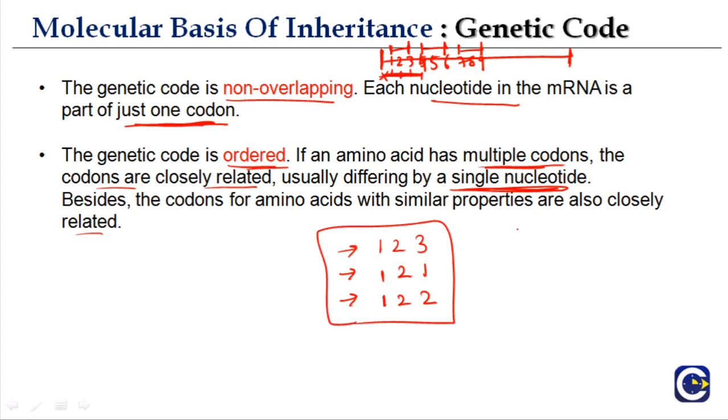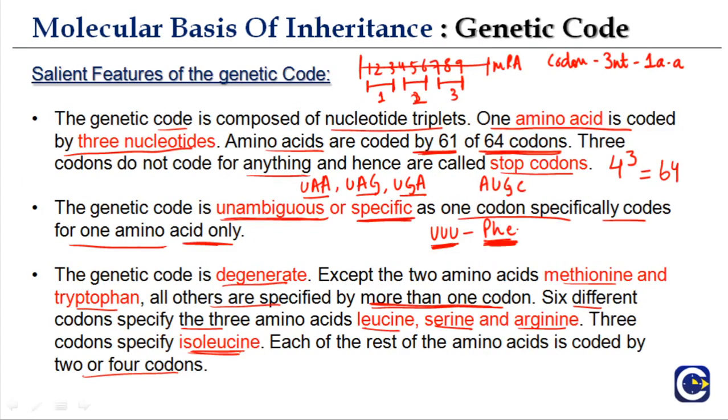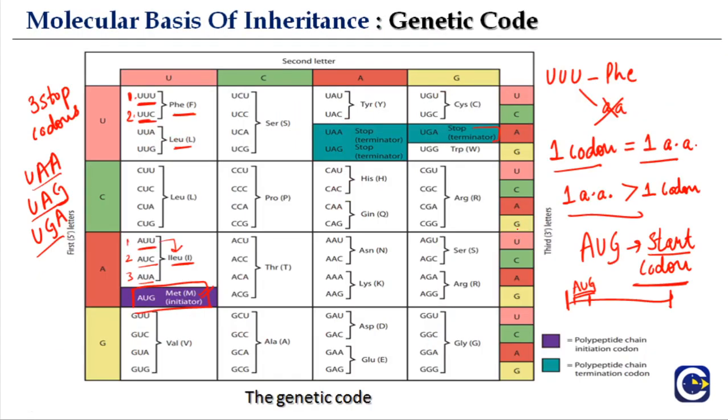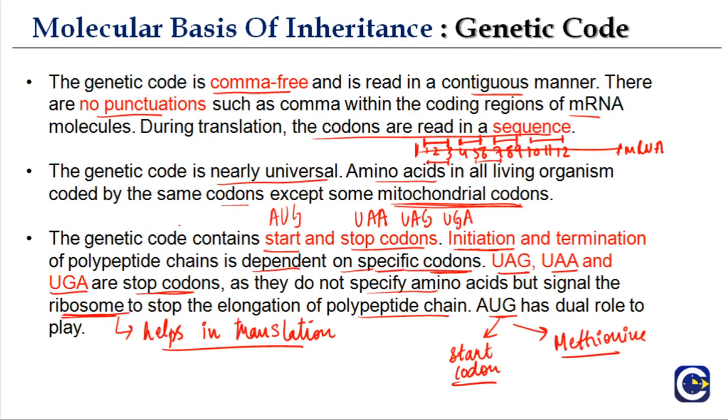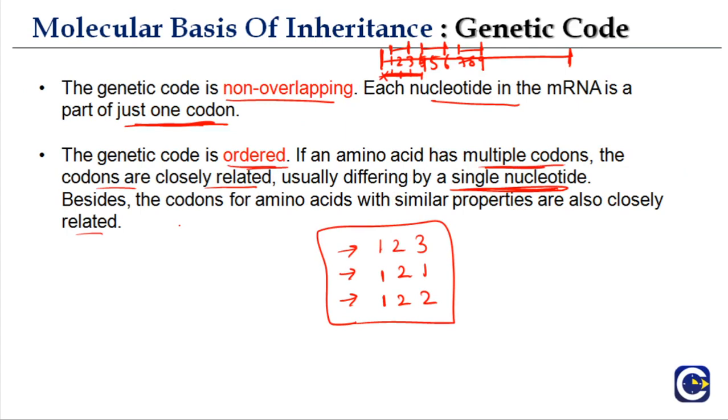For example, let's go back to the slide here. If you look again at isoleucine, you see AUU, AUC, AUA. Only the third position is changing. So generally it is very similar. If you look now at leucine, you see CUU, CUC, CUA, CUG. So it is just the last position that is generally changing. So they are very closely related, which means that the genetic code is ordered.